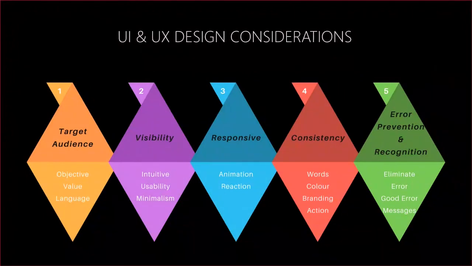So this is basically what I call the 5 pillars of design considerations. There's target audience, visibility, responsive, consistency, and of course, error prevention and recognition. So I'll go through this one by one, and I'll show a demo as well. So let's talk through the first one, target audience. When you design your UI, first you have to know who is your target audience. Who are you building this for?